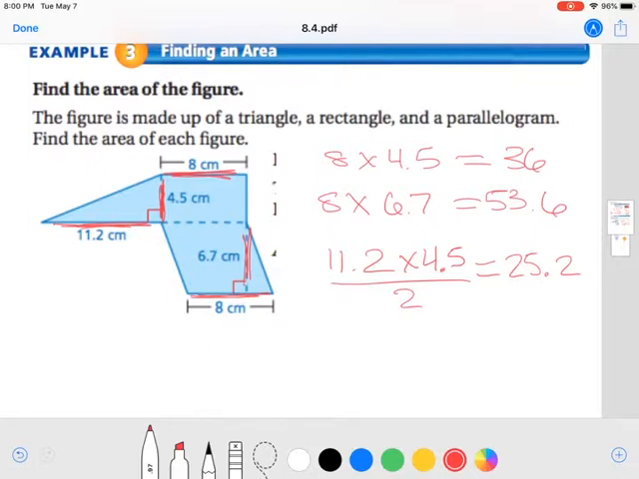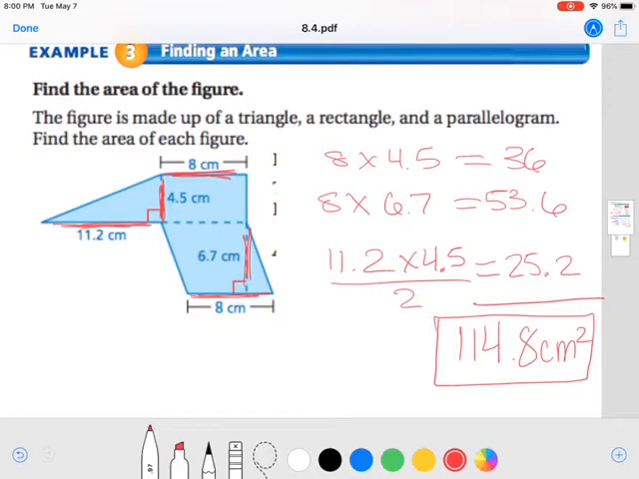And so now to find the area of the entire composite figure, we're just going to add all these up. So we have 25.2 plus our 53.6 plus 36. So our total area of this composite figure is 114.8 centimeters squared. So that is our area.